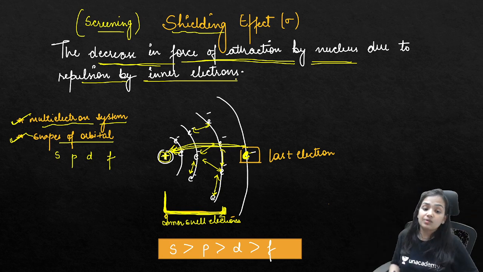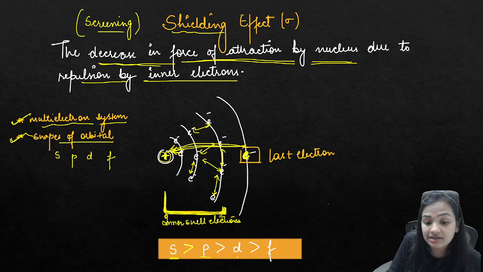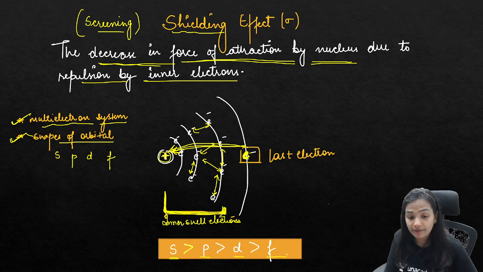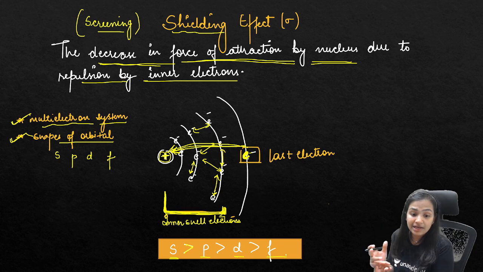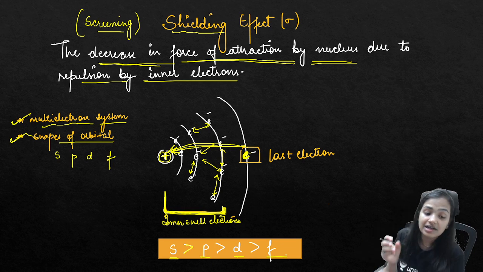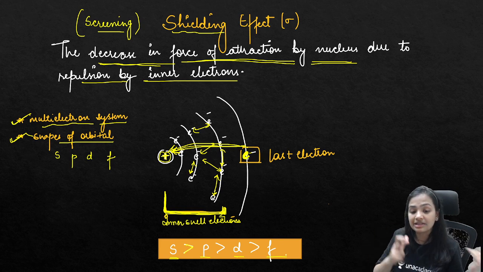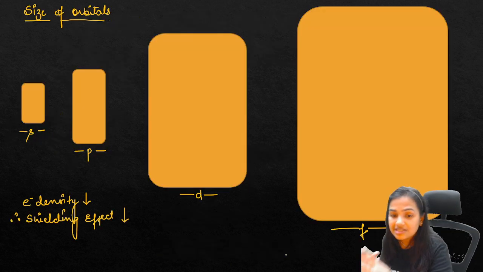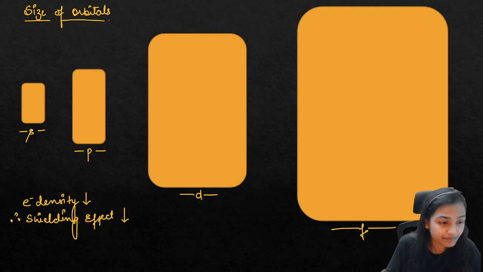It has been found that the shielding effect of the s orbital is much greater than the p orbital, then the d orbital, then the f orbital, because this is a property of the shape of the orbitals. The s orbital shields more strongly compared to p, then d, and then f. So what's the reason behind it? Let me try to explain this concept to you guys.